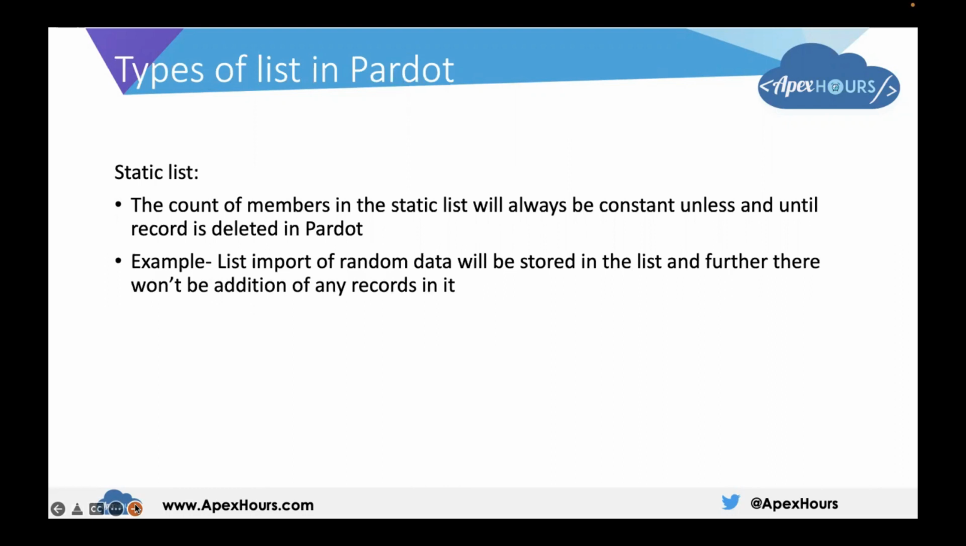Let's consider the same example. In a previous slide, we created the Excel file and uploaded the data into Salesforce Pardot. While uploading the data, there was an option to add the records into a list, and we created one list and added those uploaded records into that list. Let's jump back to the Salesforce instance and see whether those records are added to the list or not. The list in which those records are added will be termed a static list.